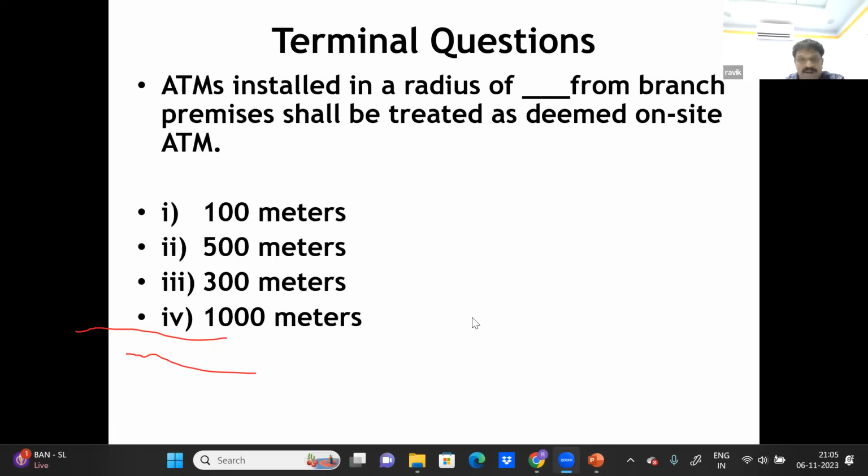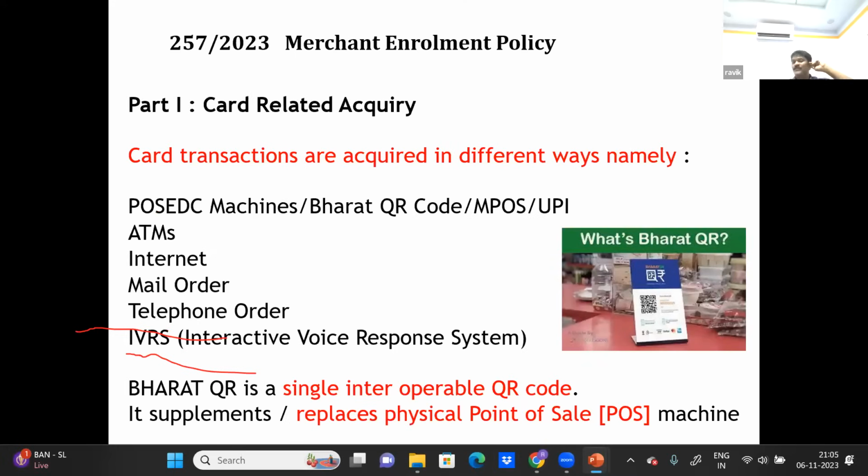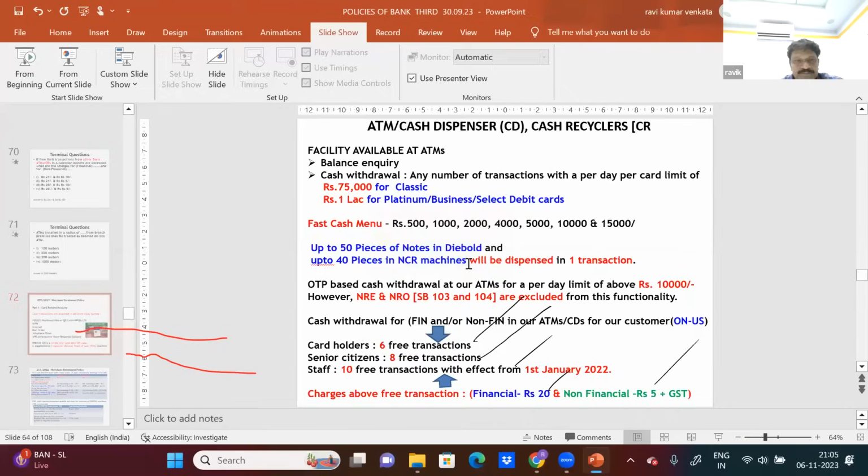Yeah, very good. It is 500 meters. Here I'll stop the class for today. This is merchant policy. I have not updated till now.